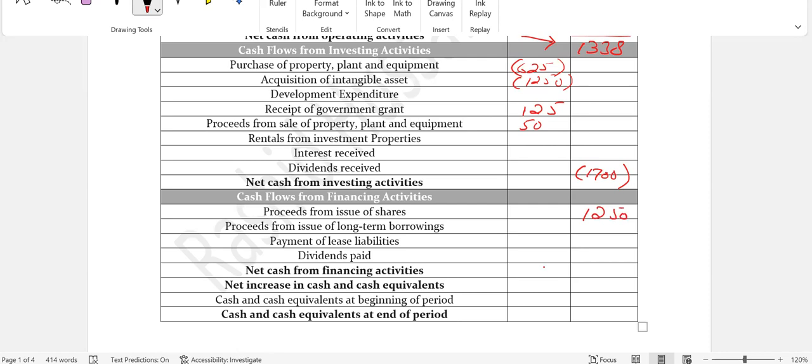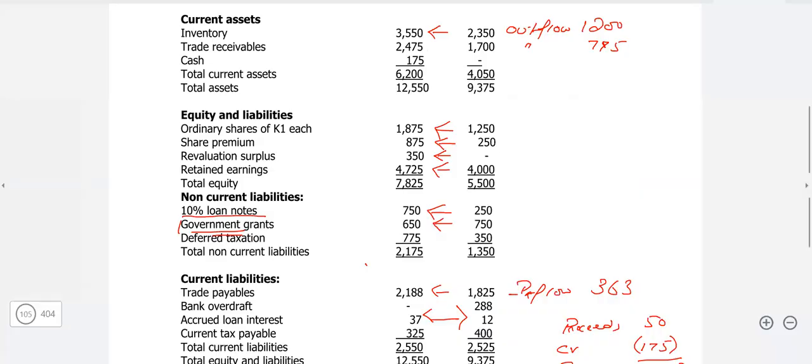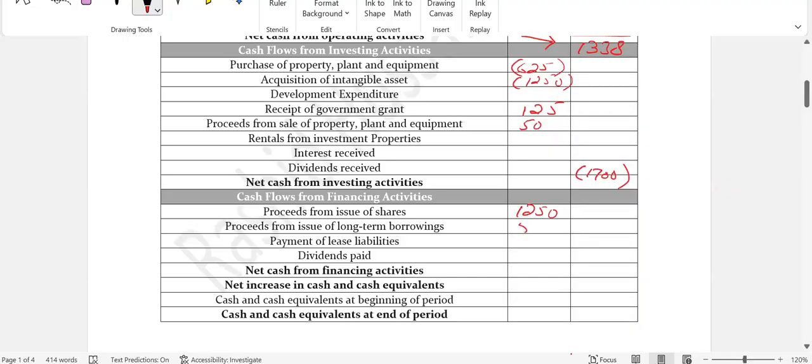Again, we need to take that in the other column, 1250. Okay, then we have the loans. You see, the loans are increasing. It was 250 and now it is 750. So that means we have received the loan of 500. 750 minus 250 is 500. There are no leases in the question.